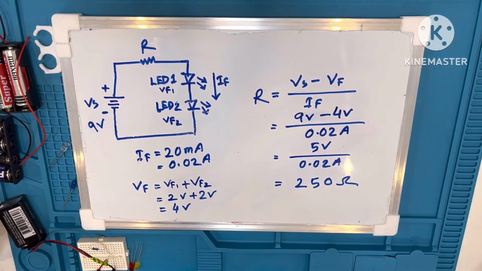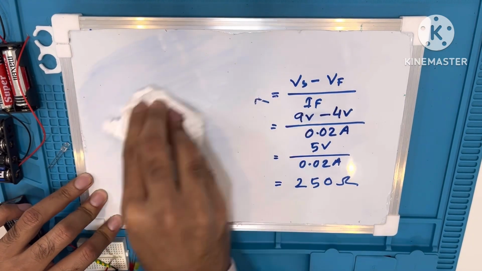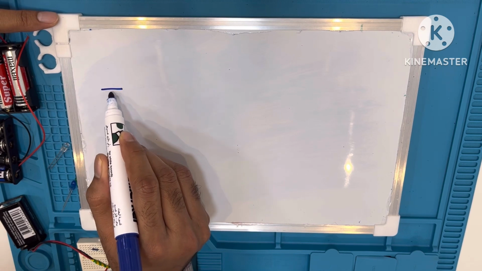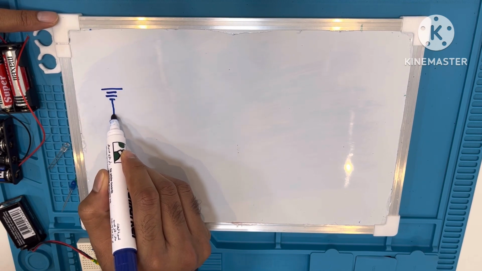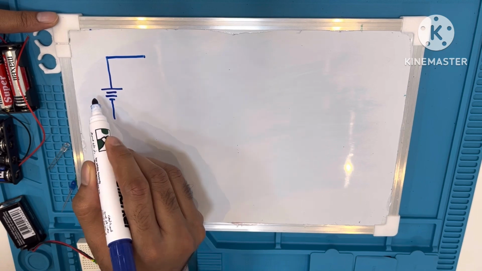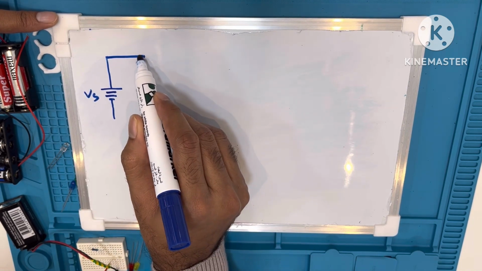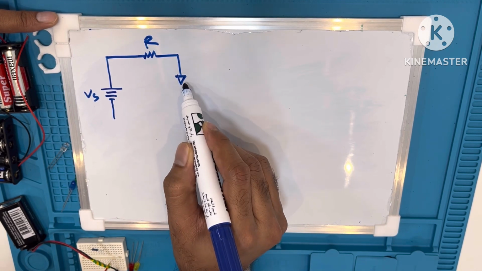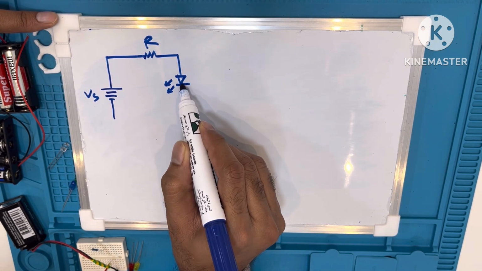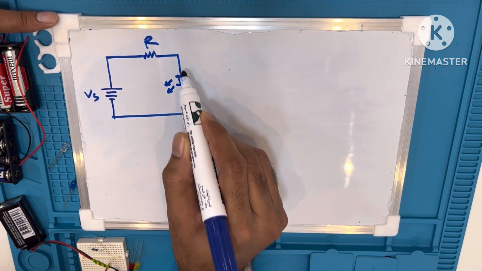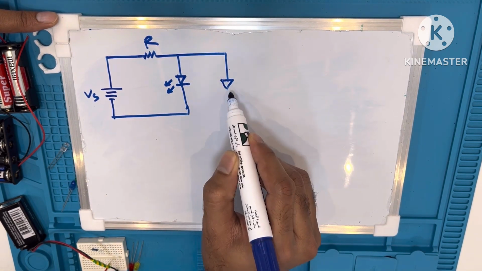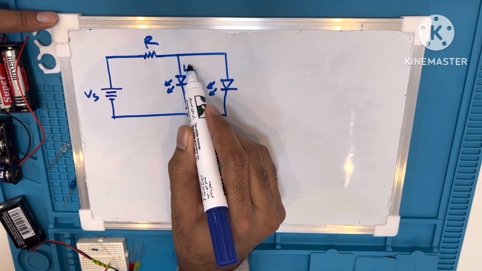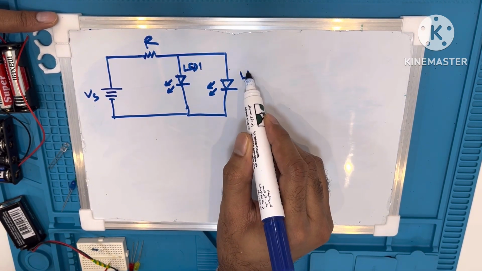Now let's calculate the resistor value if two LEDs are connected in a parallel connection. As usual, first let's draw the circuit so that we can calculate the resistor value. Here is the source voltage, then this is the resistor, then I will connect two LEDs in a parallel connection. So here is LED 1 and here is LED 2.